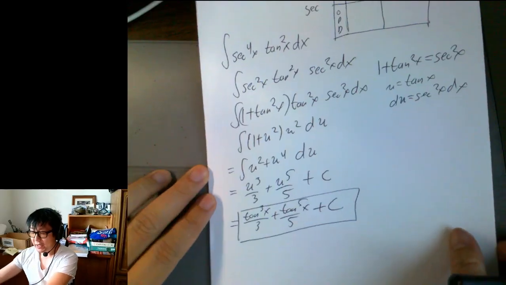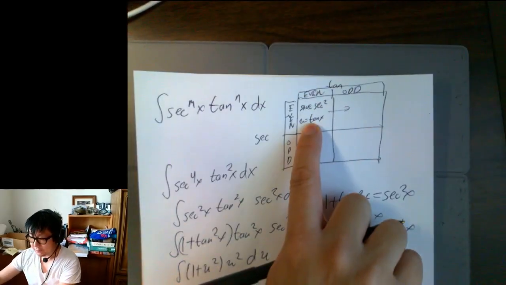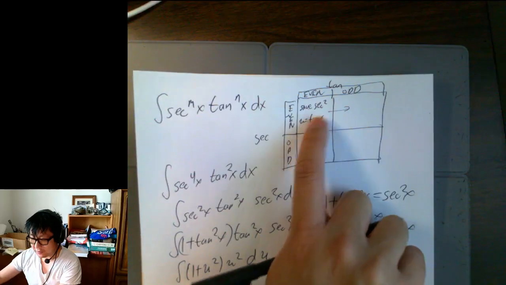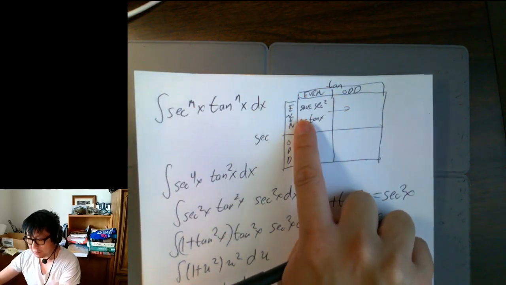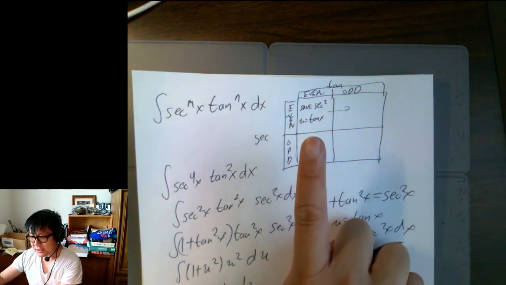Okay, so that covers these two cases. If secant is an even power, regardless of whether tangent is even or odd power, this is probably the way you want to go. Now what if secant is an odd power?